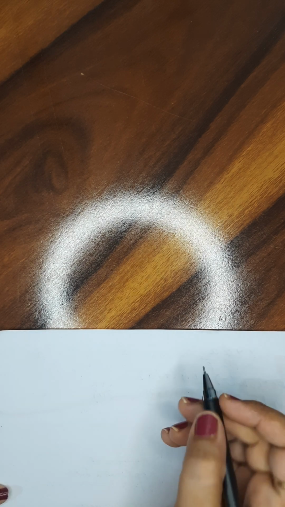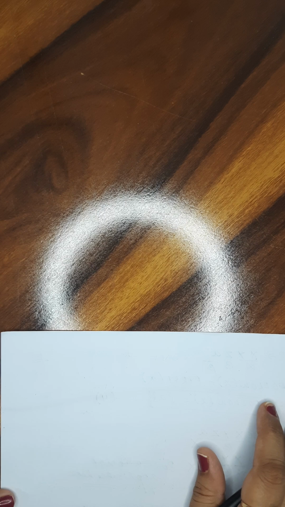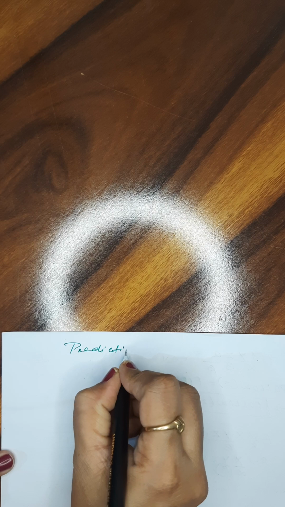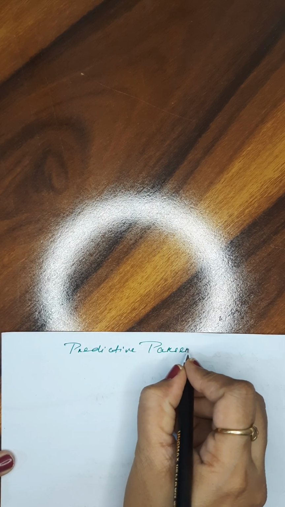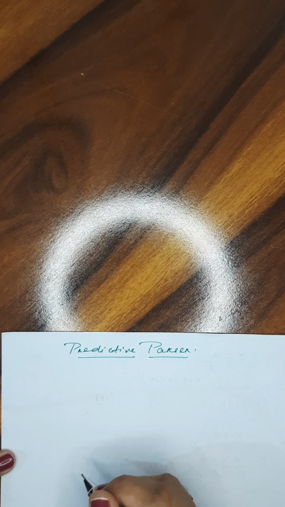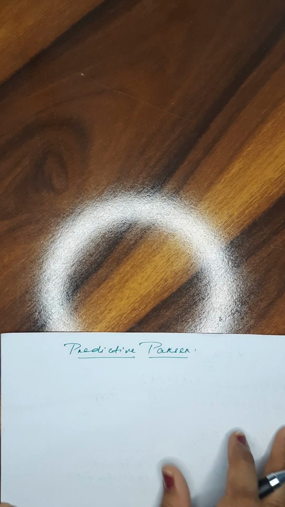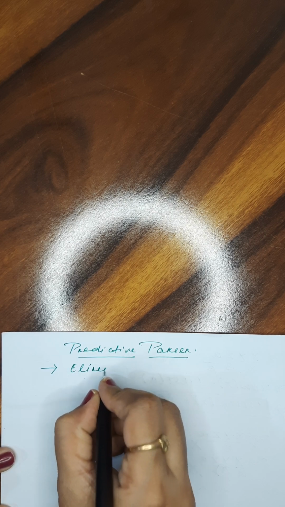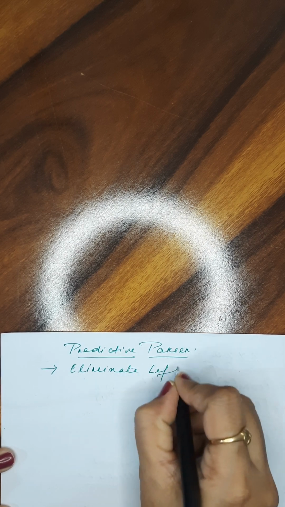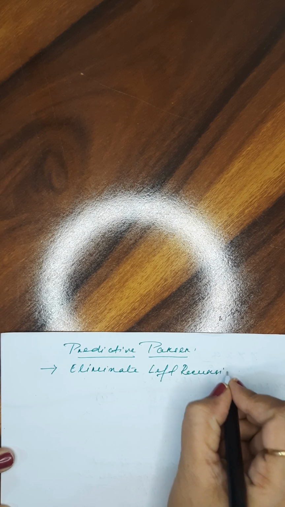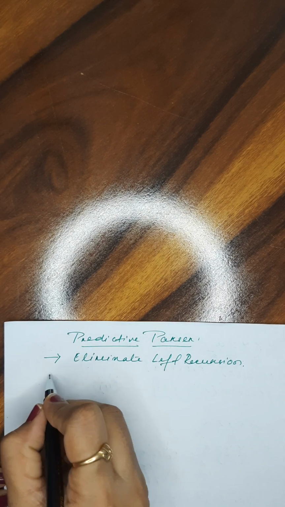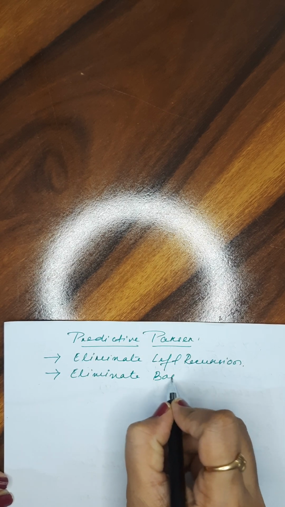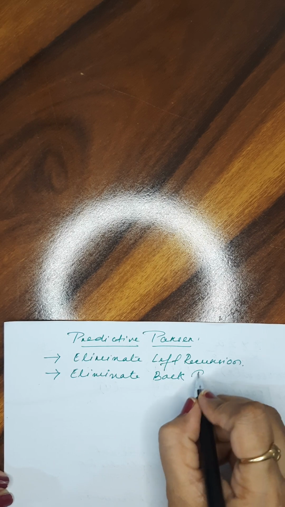In our previous videos, the last video and one more video prior to that, we were studying about the predictive parser. What were the steps? One by one I will brush up all the steps, then we will go to the parse table. First, we have to eliminate left recursion. Second is eliminate backtracking, which we have already studied. All these steps we have already studied.